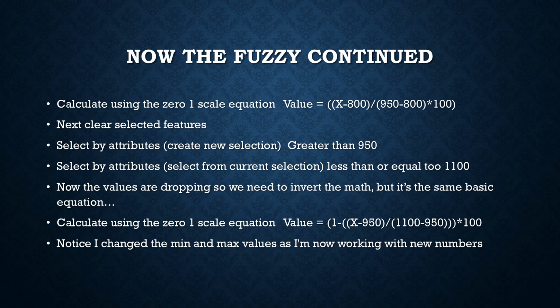I want to point out something. Notice that I changed the minimum and maximum values. When you're working with subsets of your data, your minimums and maximums change. It's not the minimum and maximum of the whole data set. It's the minimum and the maximum of the data that you're working on, or what you have selected.